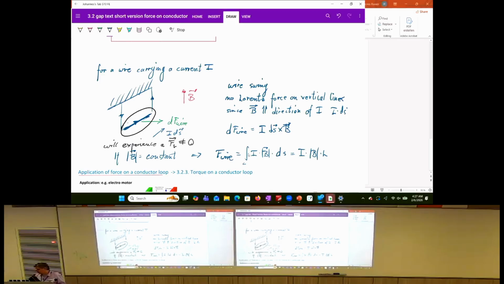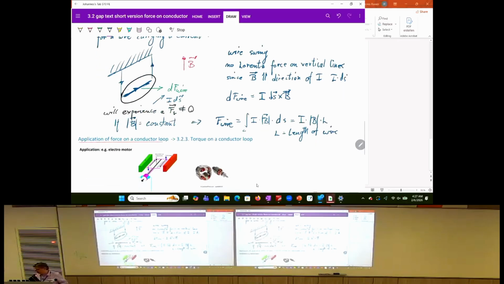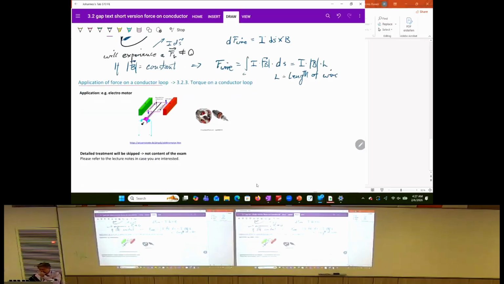So the total force on the wire is obtained by integrating the product of current times the magnitude of the B field, because we assume it is constant, over the length of the wire. And this is your total force on that wire. And you have, of course, a lot of useful applications, for example an electromotor. That is an example where your Lorentz force comes into action.